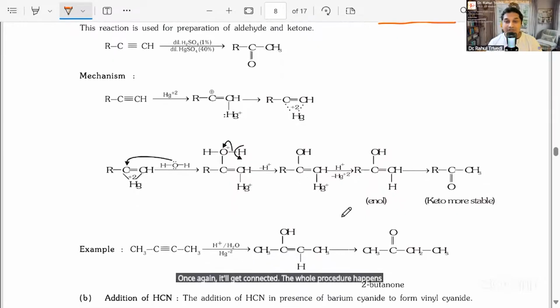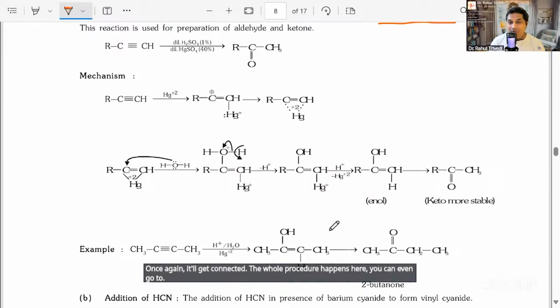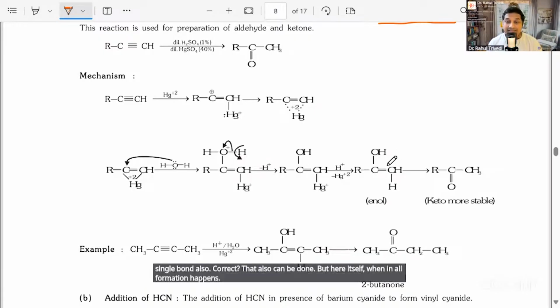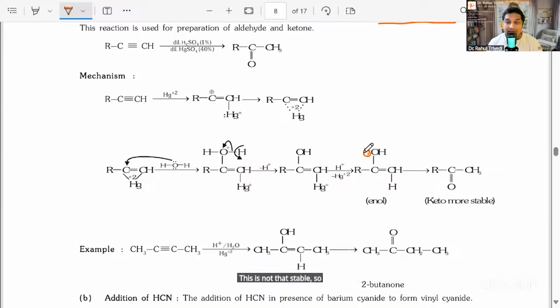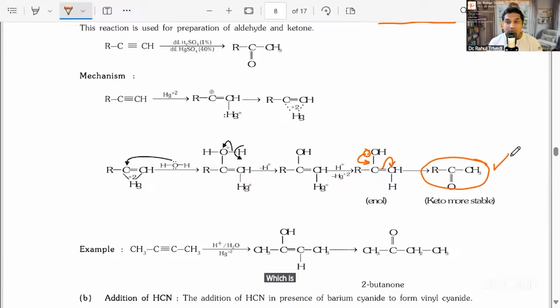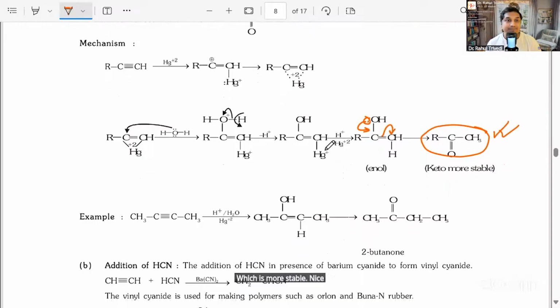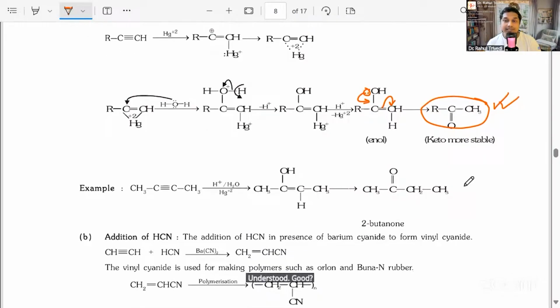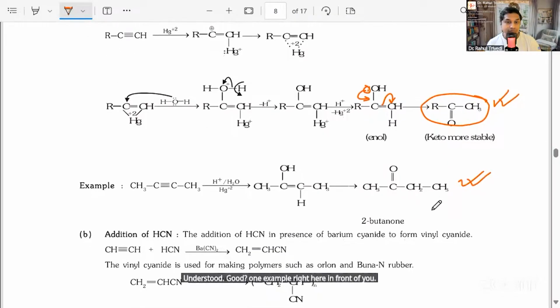You can even go to single bond also. Correct? That also can be done. But here itself, when enol formation happens, this is not that stable. So then what will happen? Again, same thing. Keto formation. Correct? This breaks. And this will become CH3. You will have C double bond O keto formation, which is more stable. Nice. Understood? Good. One example right here in front of you.